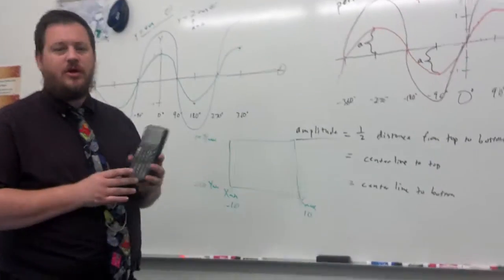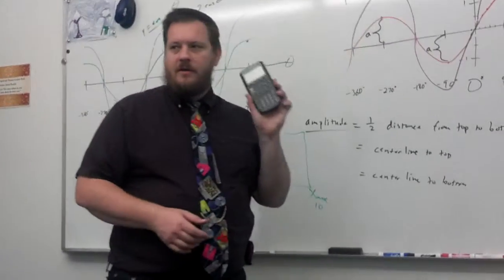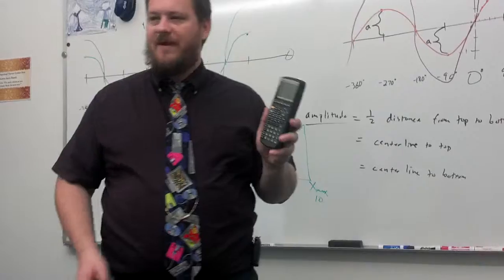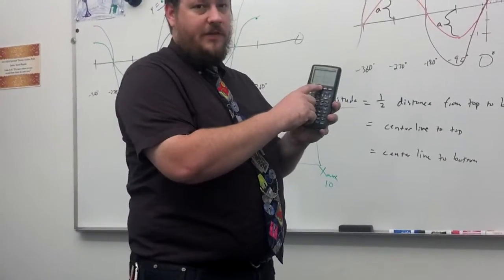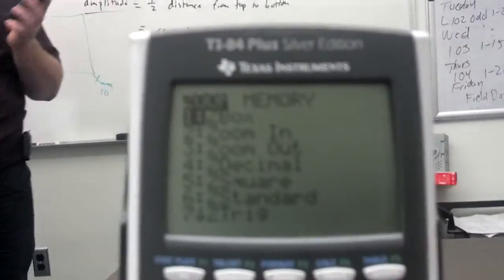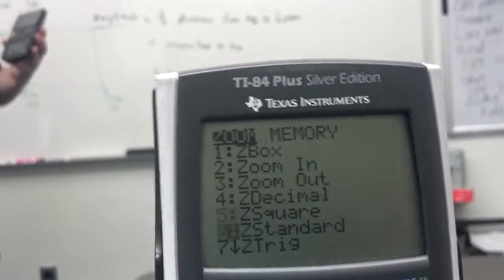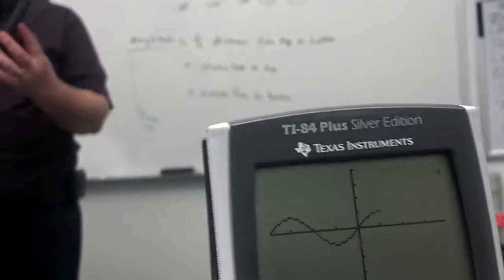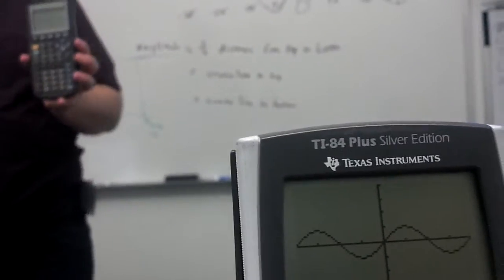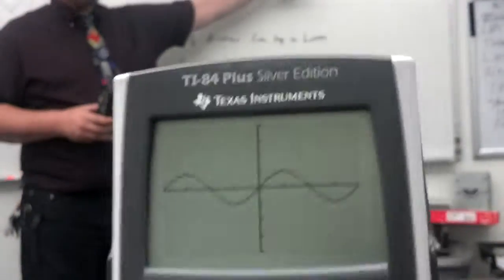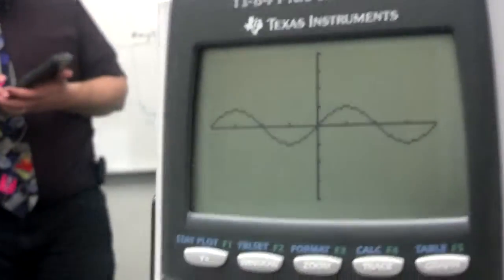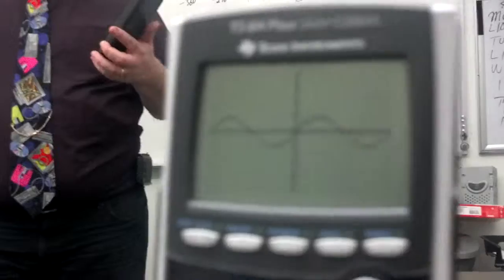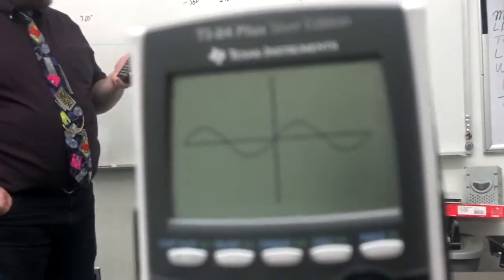If we want to graph a trigonometric function, the people that program these calculators did us a favor. On that zoom button, hit the zoom button, and arrow down to Z trig. Hit enter. Now it's going to redraw your graph using settings that are way more useful. Now it actually looks like the graph. Look at all the screen there. And notice where the tick marks are on your axes.